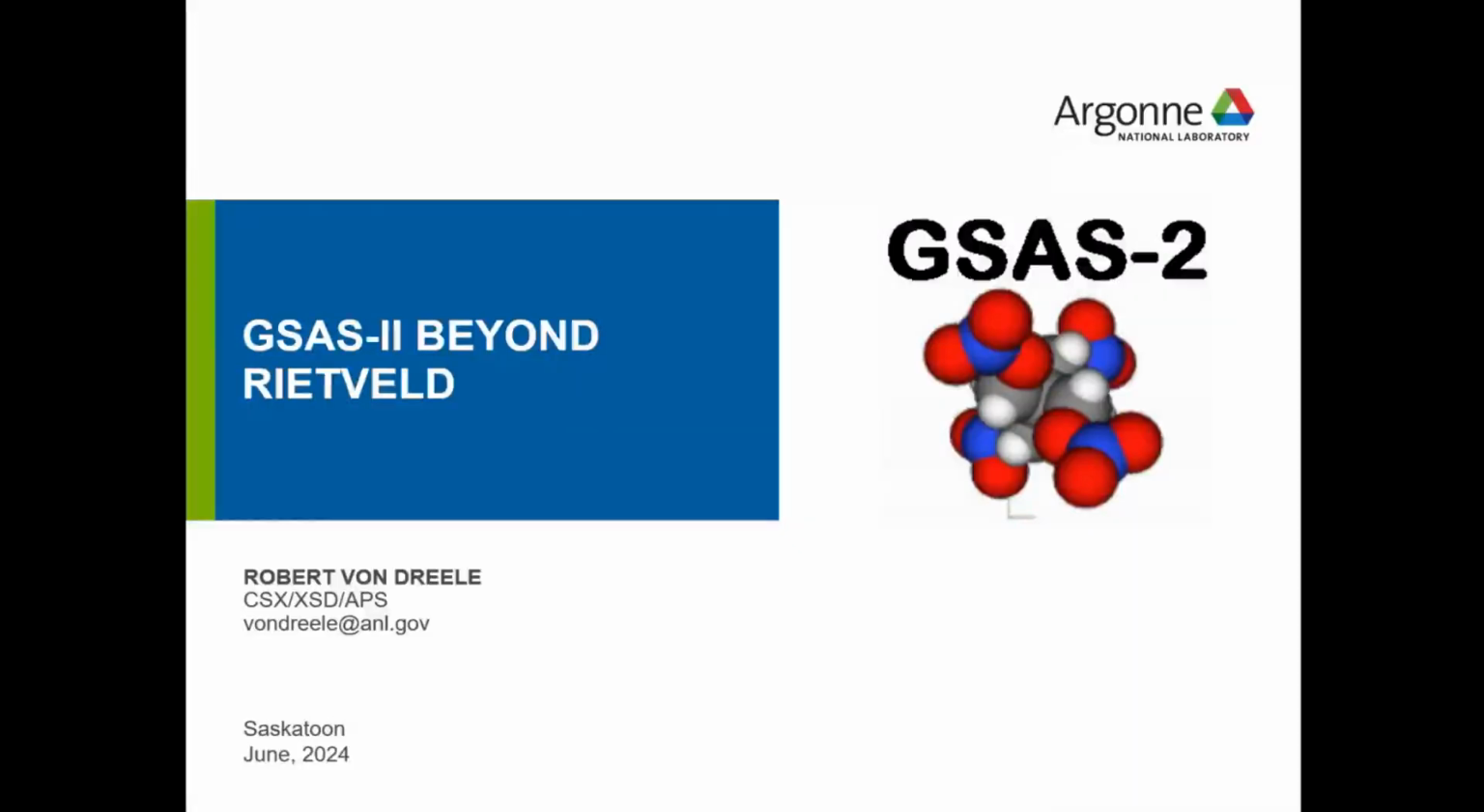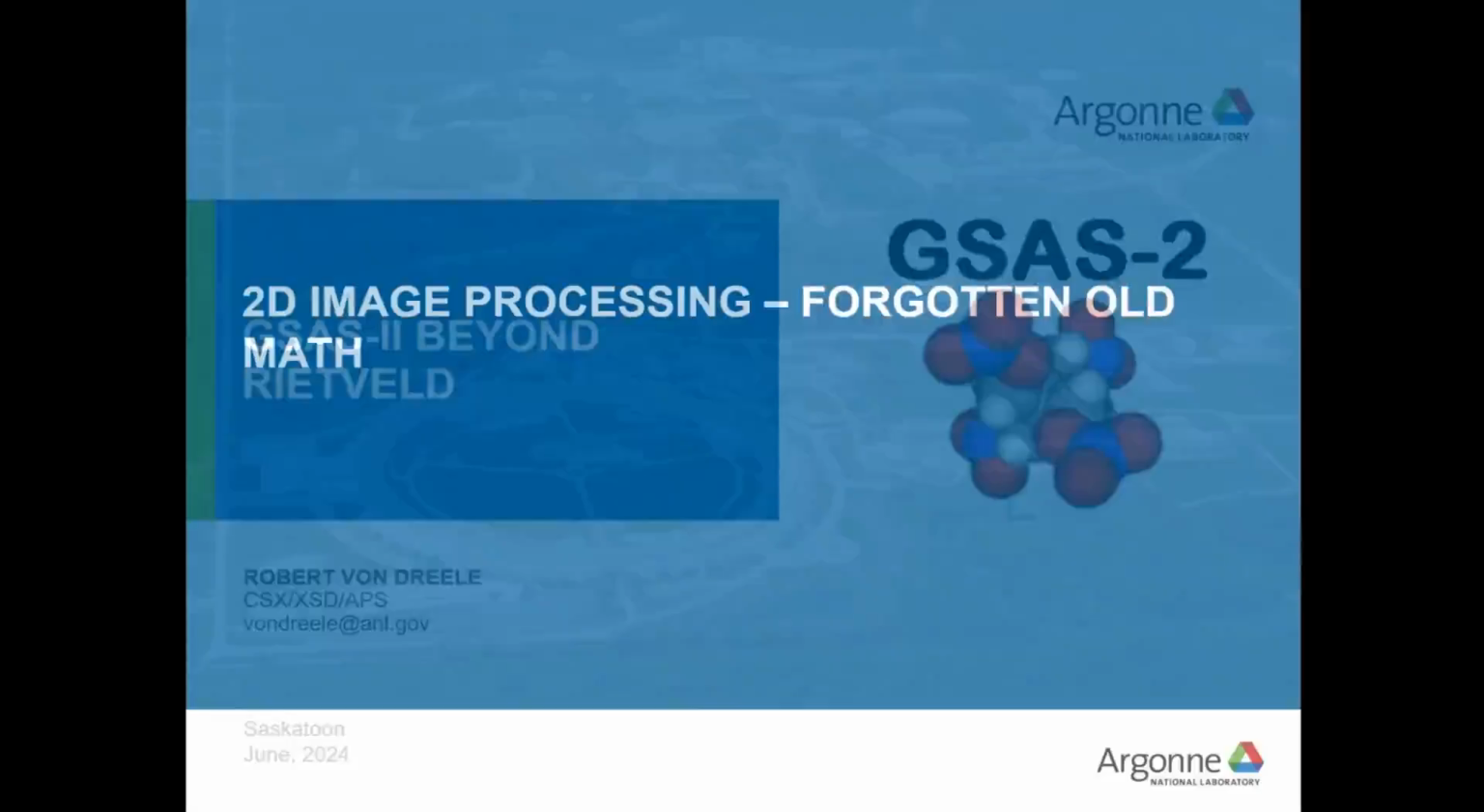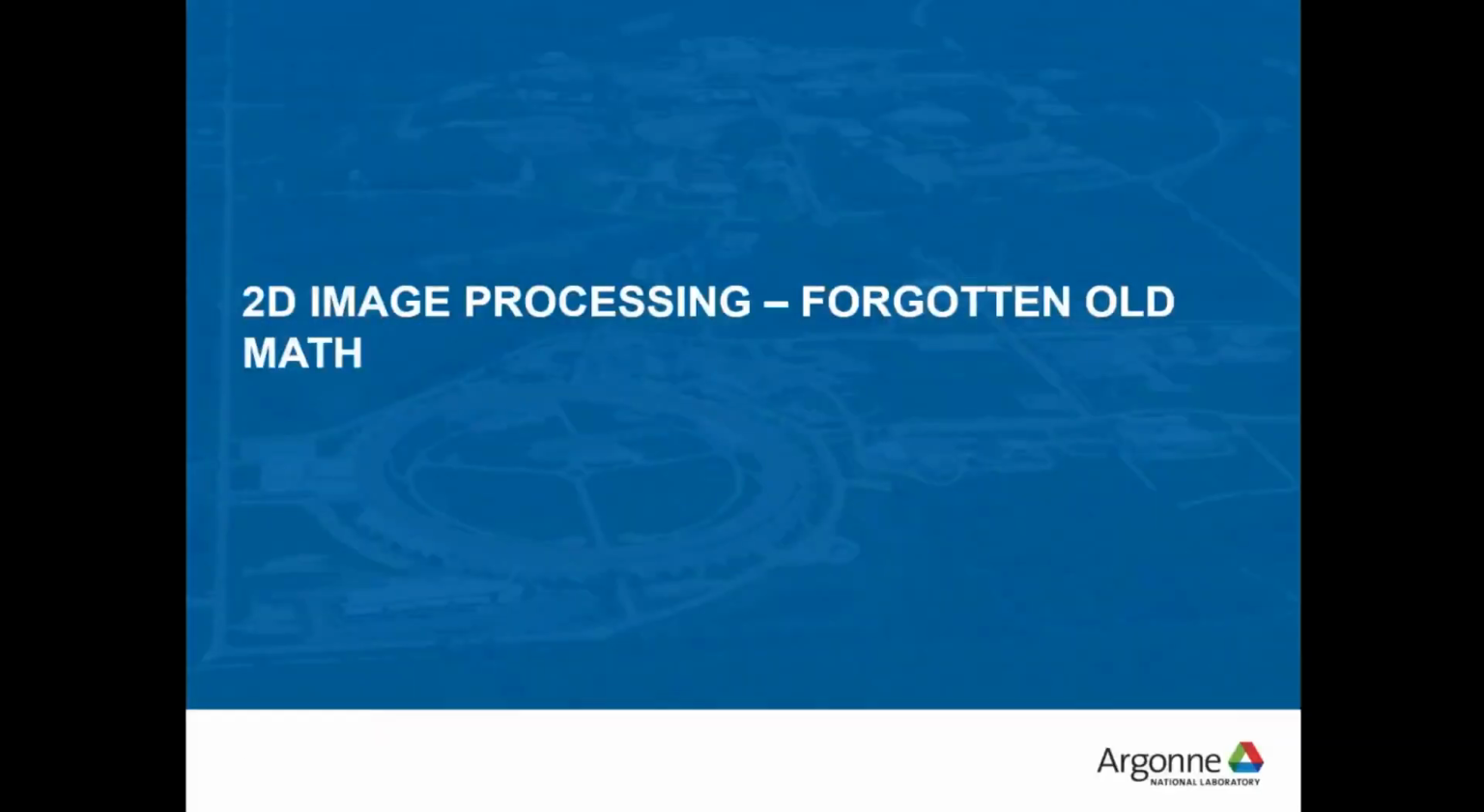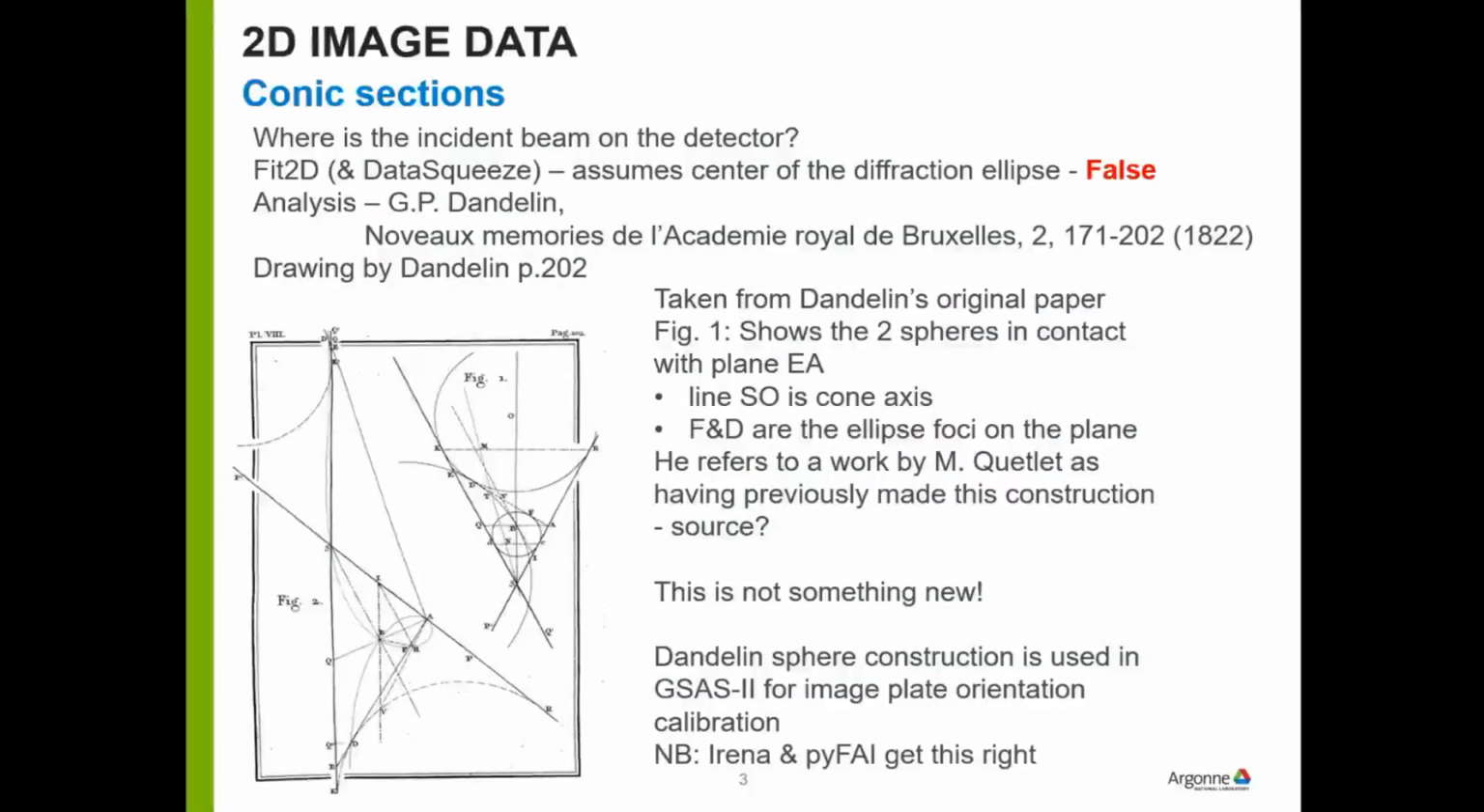Okay, I'm going to talk a little bit more about things that are in GSAS-II. This is going to be a little bit of a collection of stuff. Okay, we heard a little bit this morning about calibration of images. Let me tell you about the story behind that, the history of it.